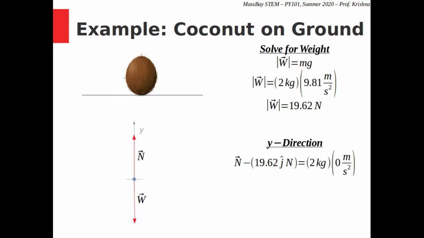Then we take that value of 19.62 newtons and use that in the force balance. Notice that we don't need to explicitly say the weight is pointed in the negative direction. When we subtracted the weight in the original force balance, that took care of the negative sign for us. We now have normal force minus 19.62 equals 2 times 0. Simplifying both sides, we find the normal force equals 19.62 newtons as well. We have now solved a puzzle where 2 forces point in opposite directions and one was unknown.